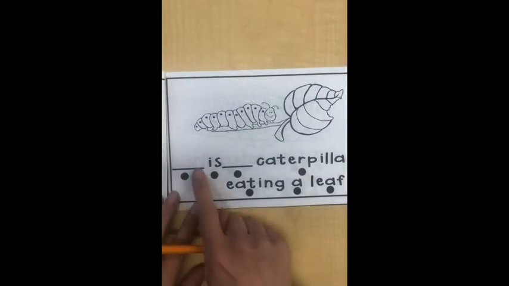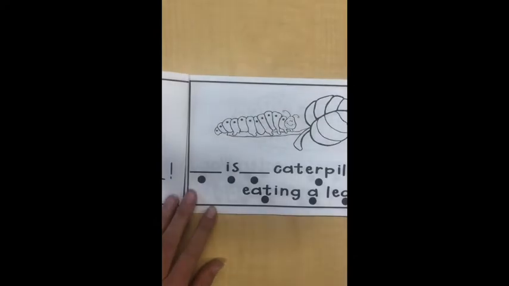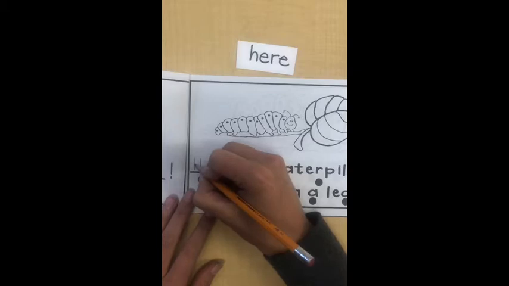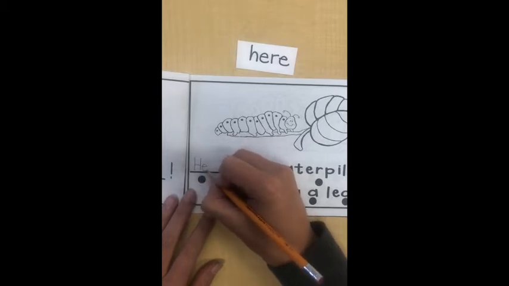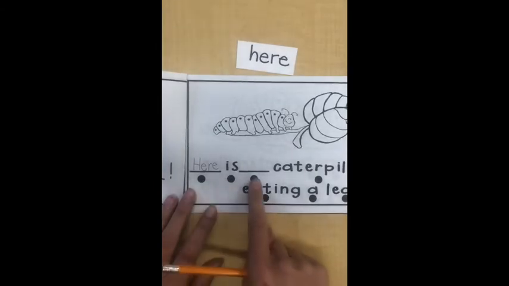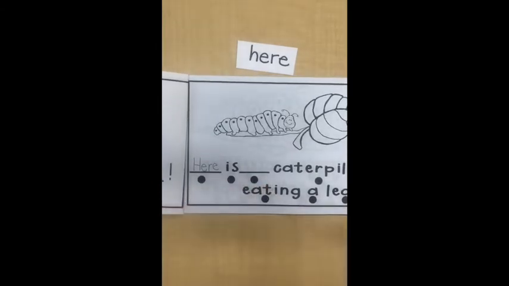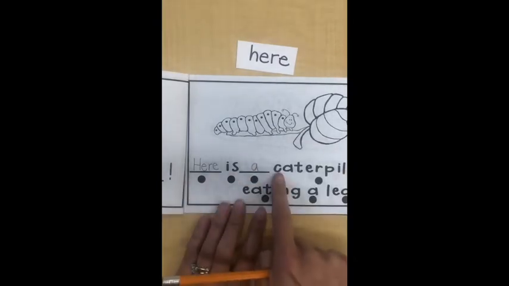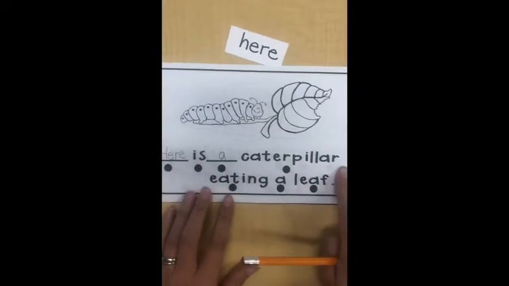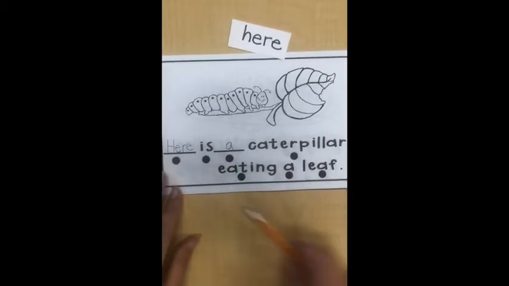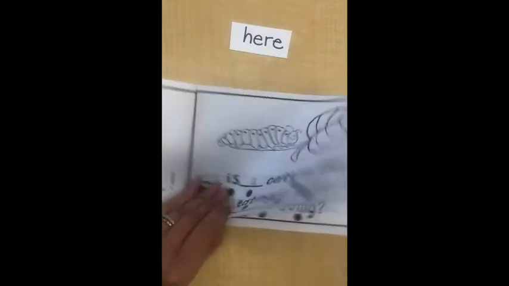So we're going to write here. And we're going to not use it like our sight word. Right here, we're going to do it with a capital like on the front page. We're going to write capital H-E-R-E. Here is a. That's an easy word. It's only an A. Here is a caterpillar. That's a long word. If you get stuck, you can clap it out. Caterpillar. Just like that. Here is a caterpillar eating a leaf.